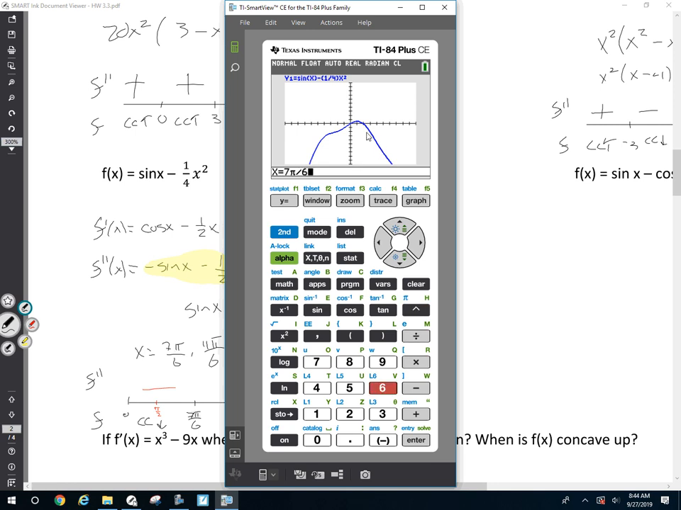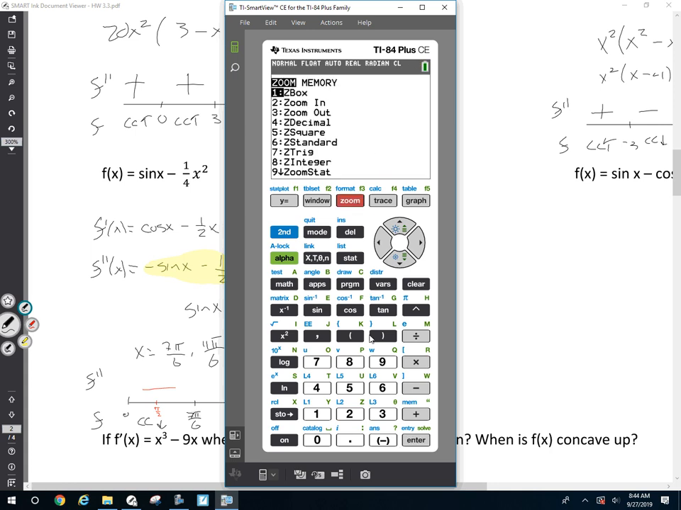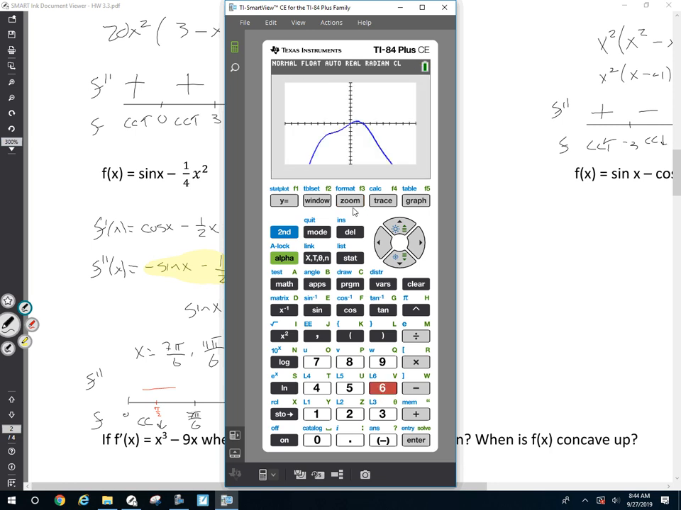And right around here, I can see I switch concavity. Boom. Concave down to concave up. Now, if I zoom out, we should be able to see another location where I switch. I don't think I zoomed out. Zoom out.